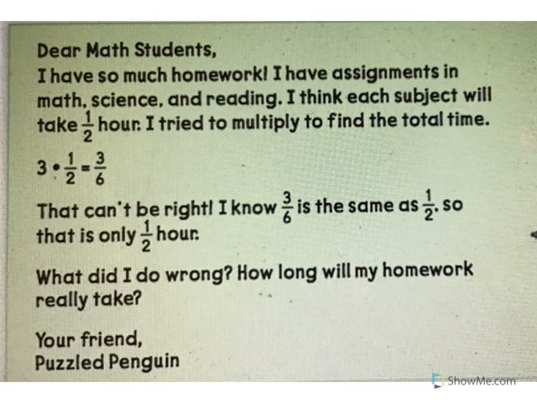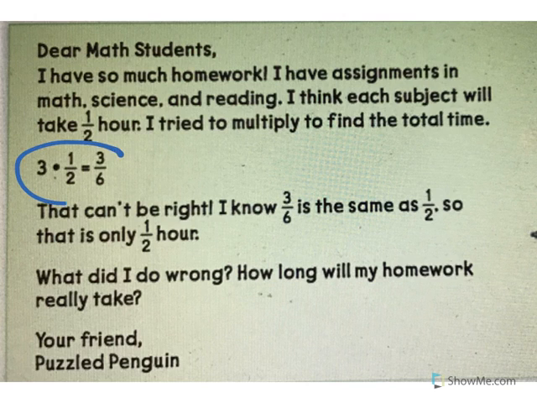So let's look at another real-world situation where we might want to use fractions. So here's Penciled Penguin having a problem with his homework. It says, I have so much homework. I have assignments in math, science, and reading. I think each subject will take 1/2 of an hour. I tried to multiply to find the total time. 3 times 1/2 equals 3/6. That can't be right. I know 3/6 is the same as 1/2, so that's only half an hour. What did I do wrong? How long will my homework really take?